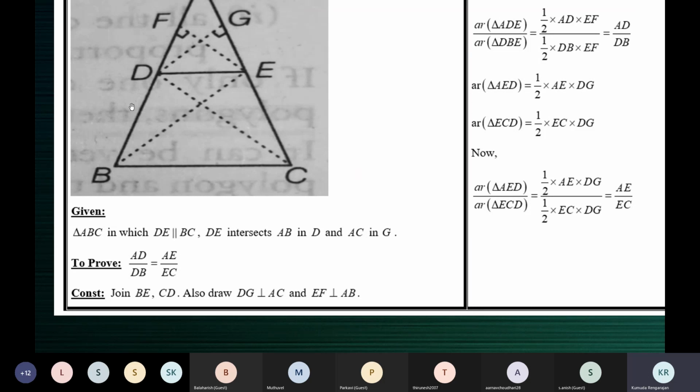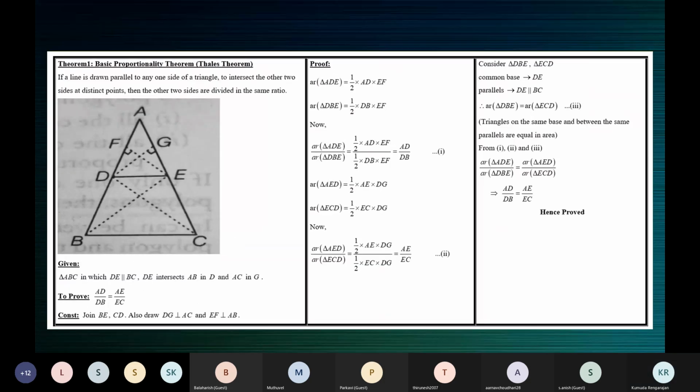When two triangles stand on the same base and between the same parallels, they are equal in area. So when you consider the two triangles, you can read it here. They have the same base or common base. They're located between these two parallels. So they're equal in area. Triangles on the same base and between the same parallels are equal in area.